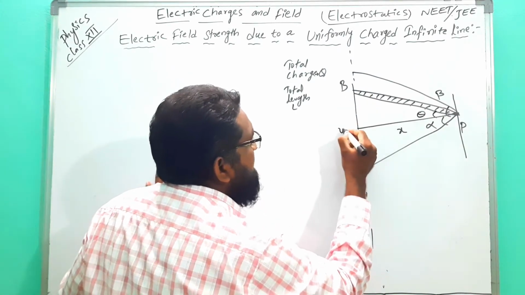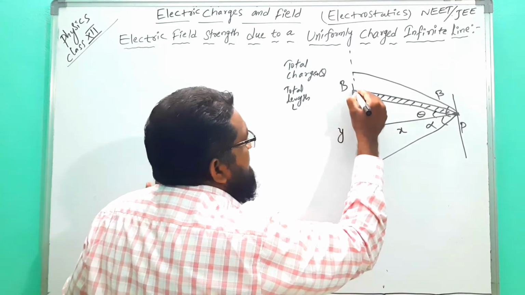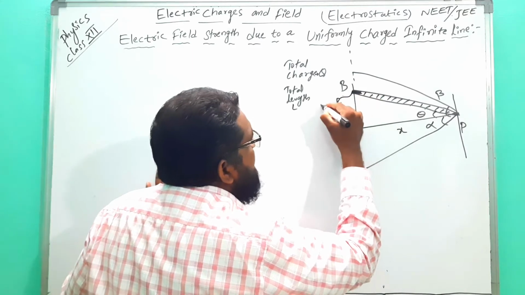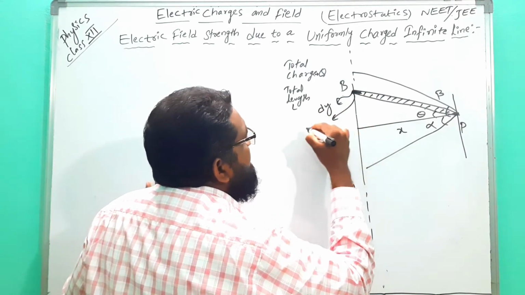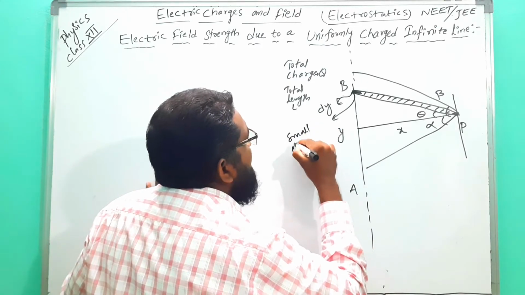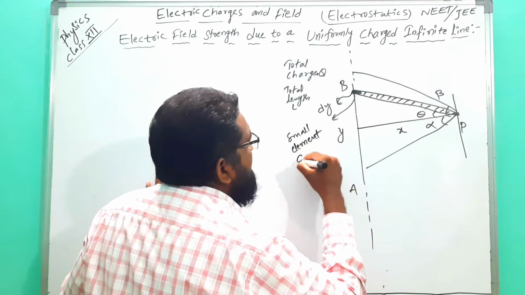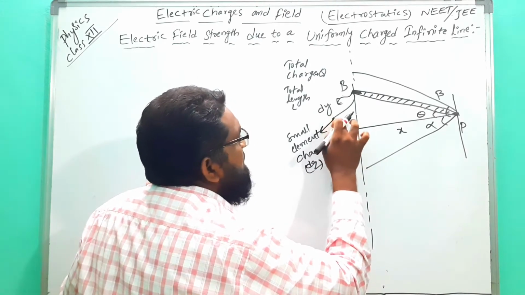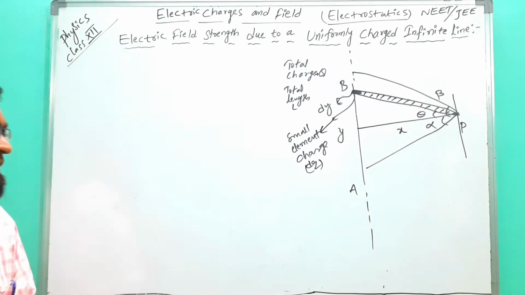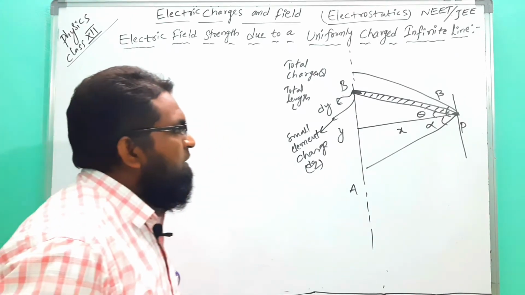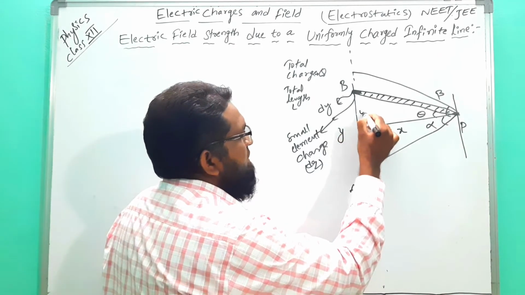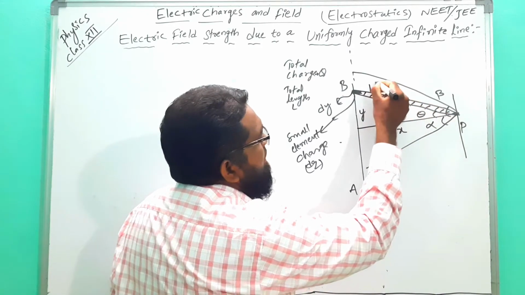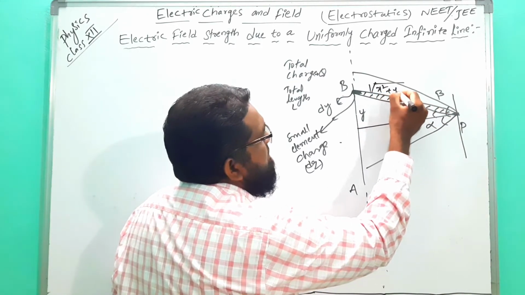Actually the total wire, let us take the y value. So what happened here: the small element of the distance is dy and the small element of charge is dq. Clear now students up to this point? This is the diagram. Here x and y are there, and the hypotenuse, by the formula, is root over x square plus y square.